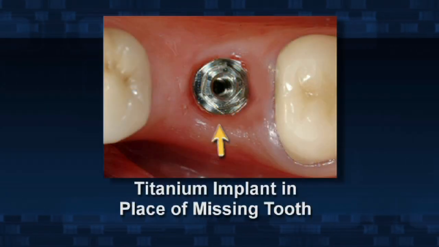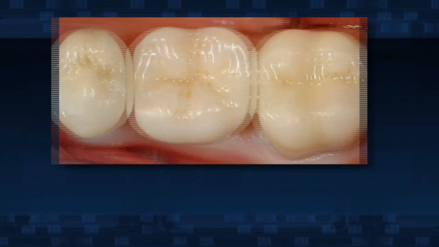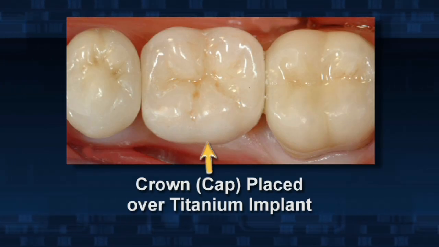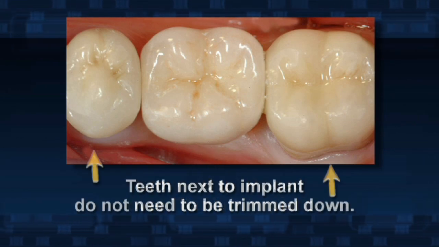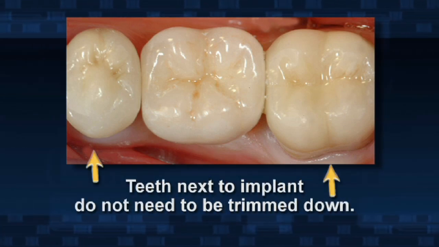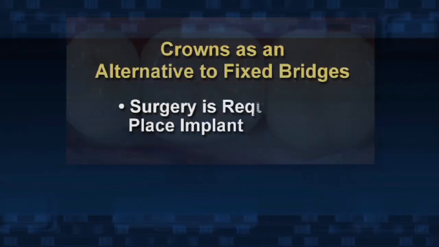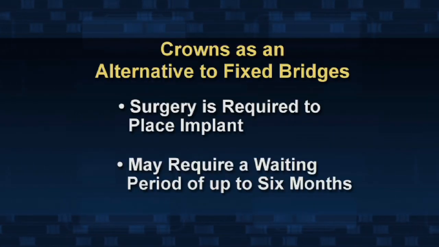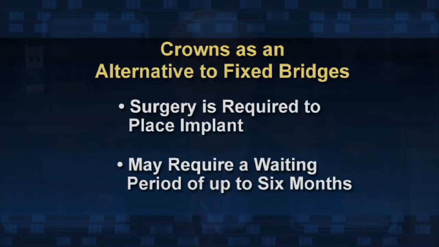The most desirable alternative for fixed bridges is placement of a dental implant followed by a crown on the implant. This type of restoration costs about the same as a fixed bridge for the same missing tooth. The teeth next to the implant do not have to be prepared or trimmed down by the dentist. Surgery is required to place the implant, and a waiting period of up to 6 months may be required for the implant to grow into the bone.